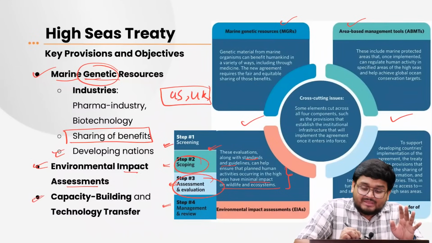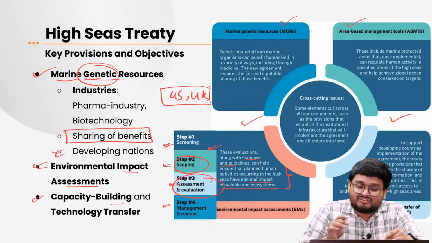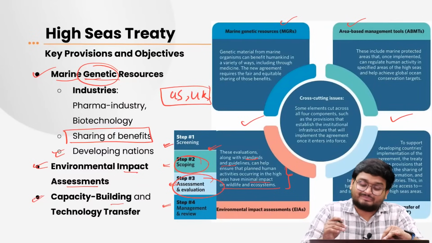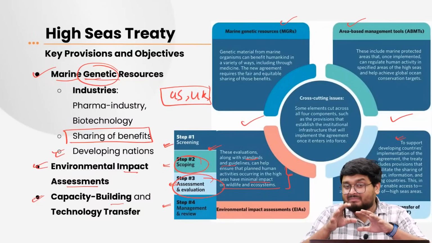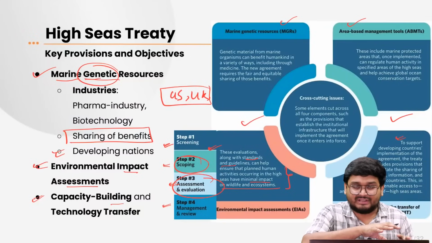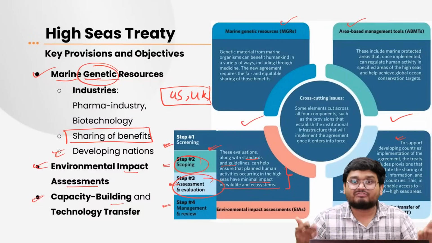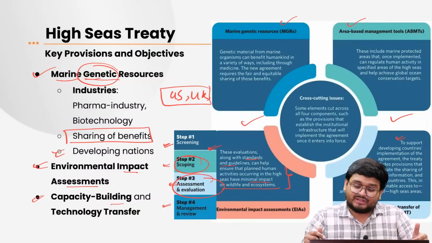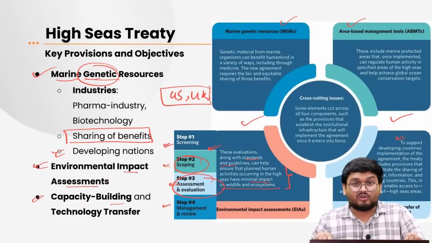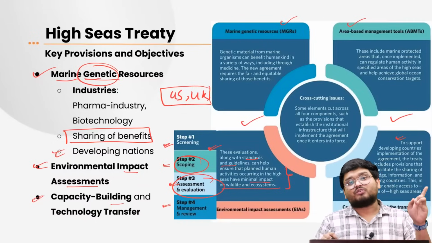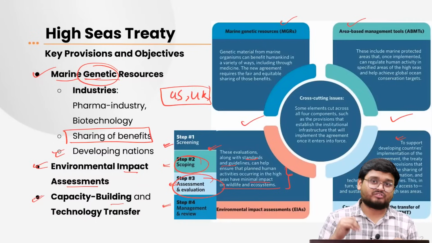And also there will be capacity building and technology transfer aspects here, where to support developing nations in implementation of this particular high seas treaty, the developing nations need more and more funds, more and more money. So that particular aspect must also be developed. Also, developing nations need better technology and better resources, which must be shared from the developed nations. So this is also an important part.